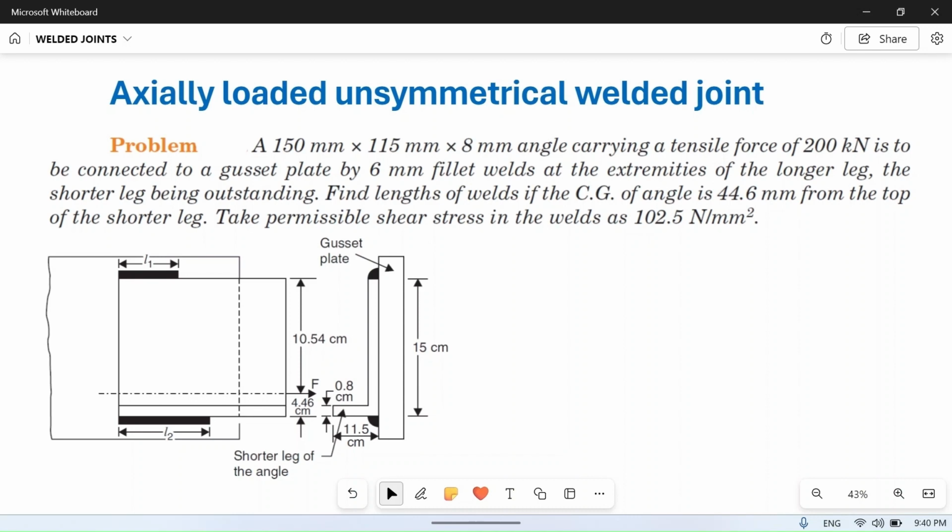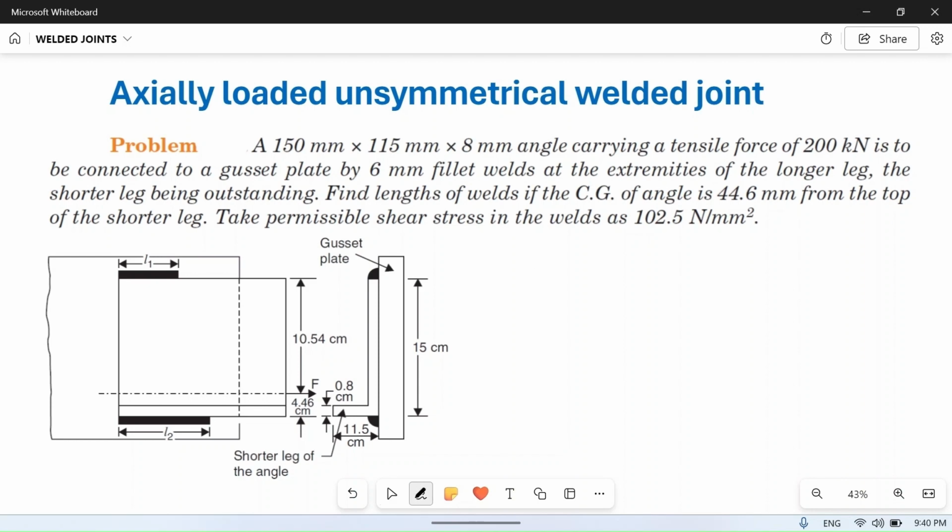A 150 mm into 115 mm into 8 mm angle carrying a tensile force of 200 kilonewton. See, here it is given in the diagram. This is 150 mm or 15 centimeter. This is width. This height must be, angle must be 115 mm and thickness of the angle is 8 mm.